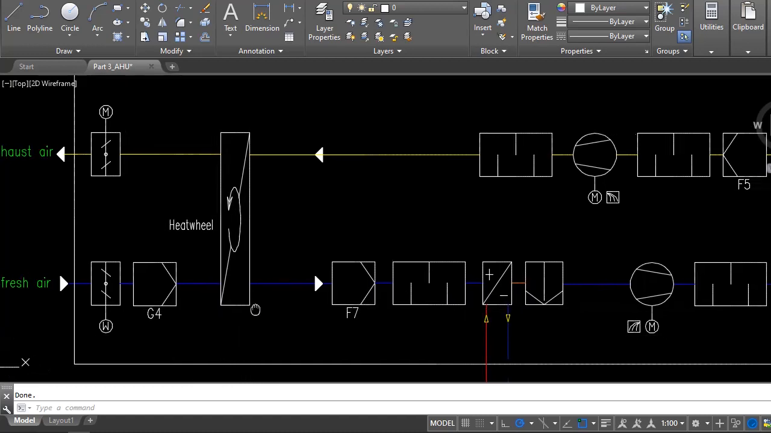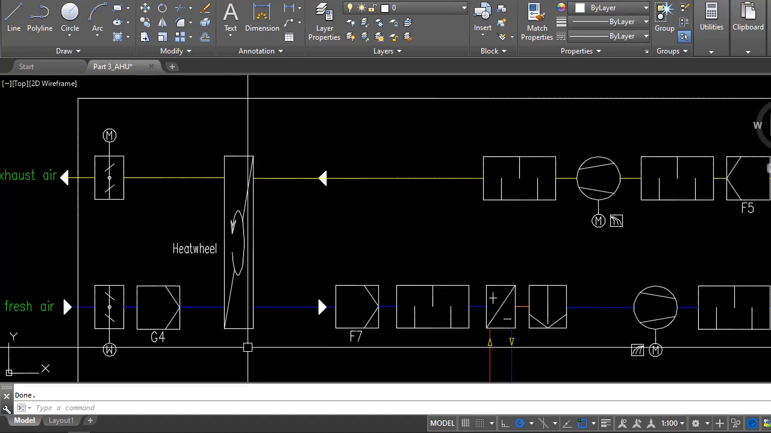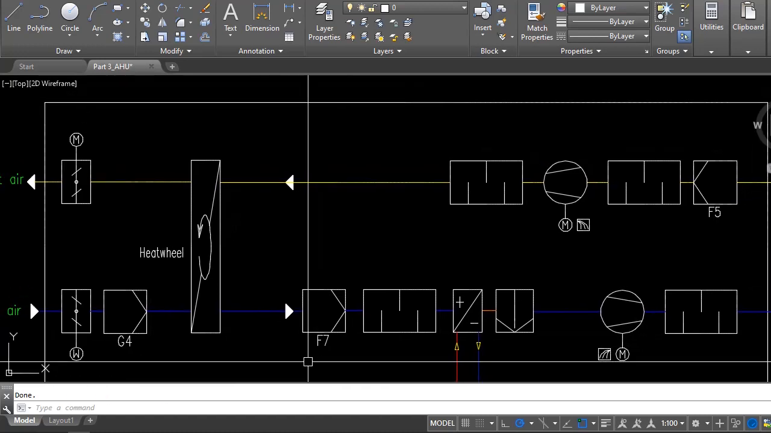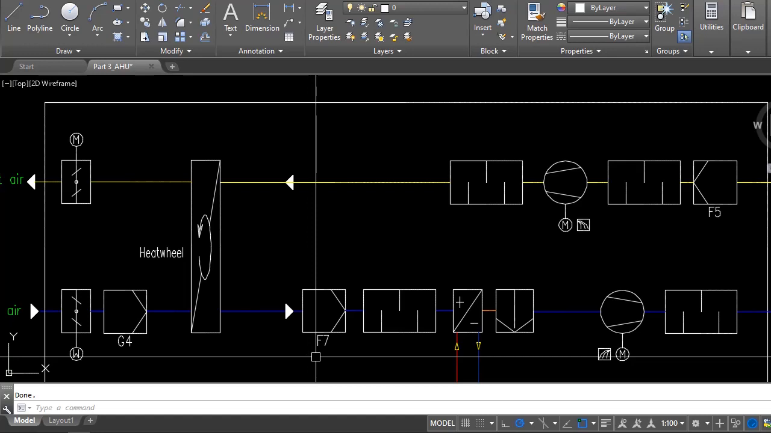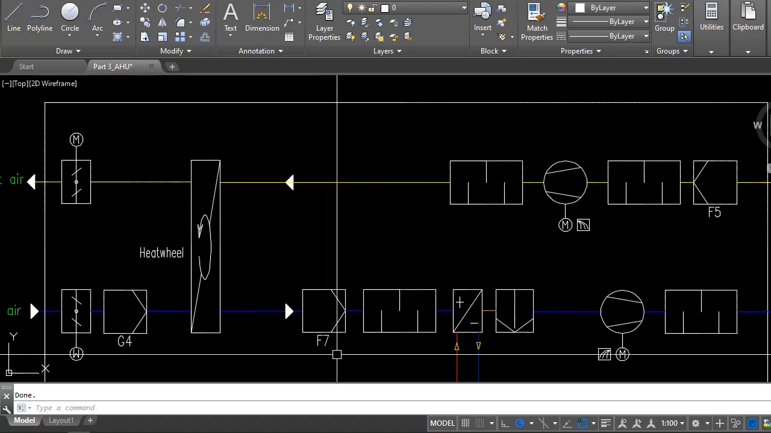Then we have the heat wheel, where the supplied air retains the heat from the exhausted air. It retains only the heat without odors. This is very important to know. After this, we have an F7 filter used to remove dust and small particles from the supplied air. To remove odors from the air, we need to use a carbon filter.